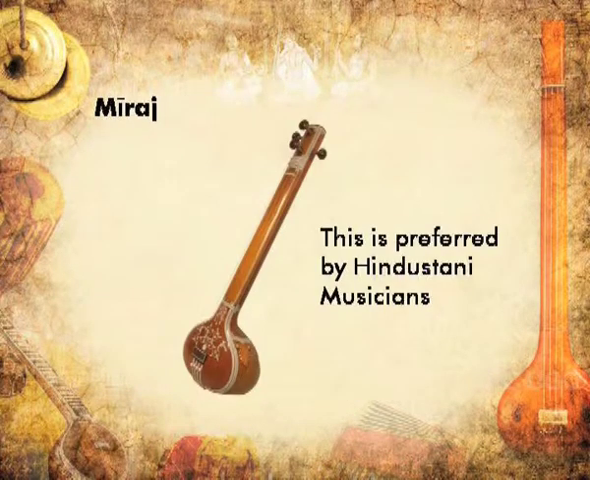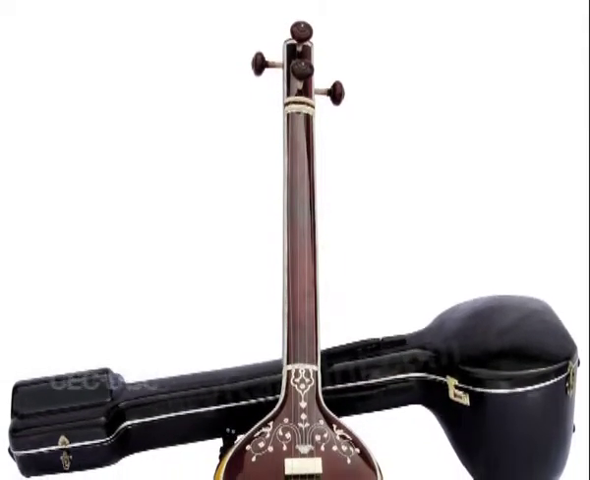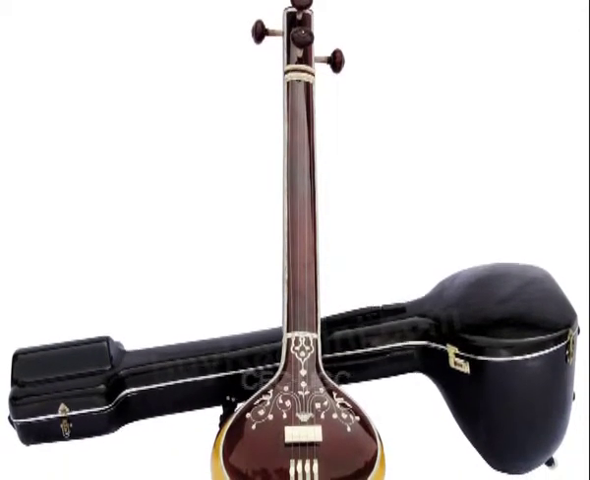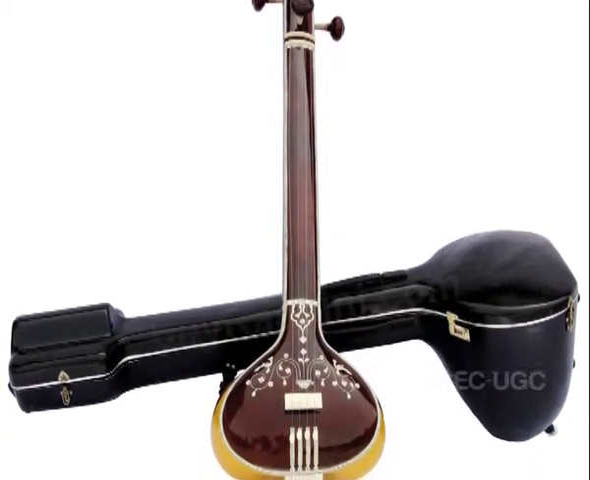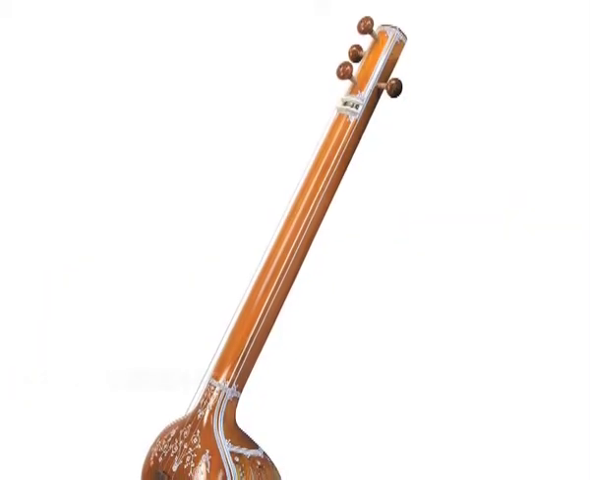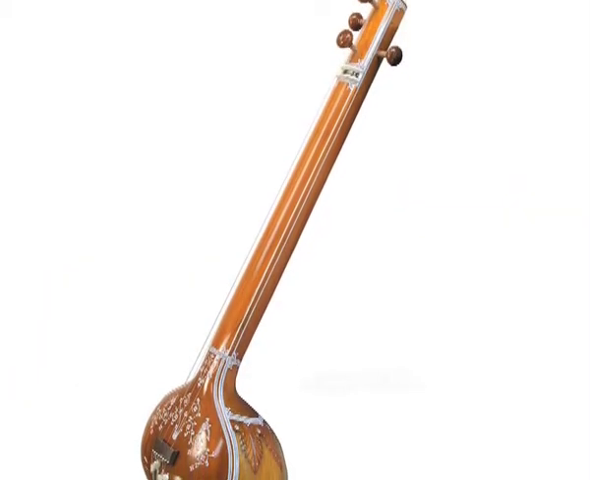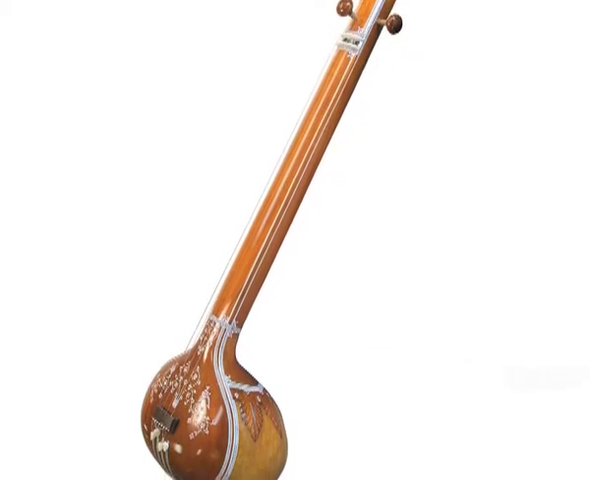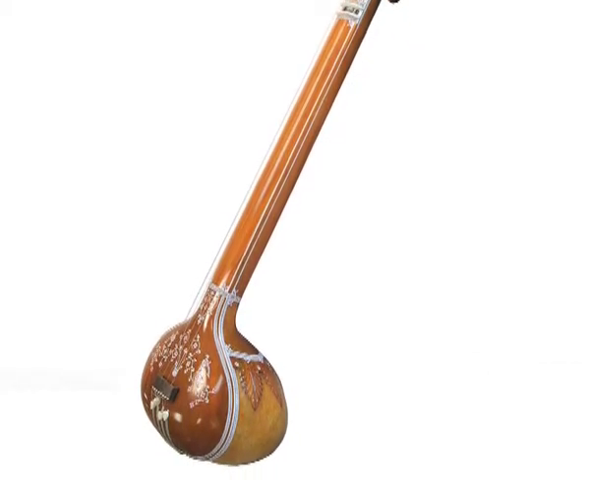The Meeraj style is usually 3 to 5 feet long and is preferred by Hindustani musicians in North India. It is readily recognized by a long neck and pear-shaped resonator face. The resonator is typically made of a gourd. The tambura is a member of the lute family.